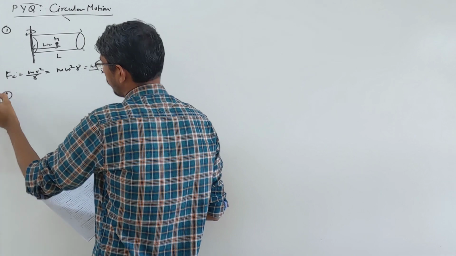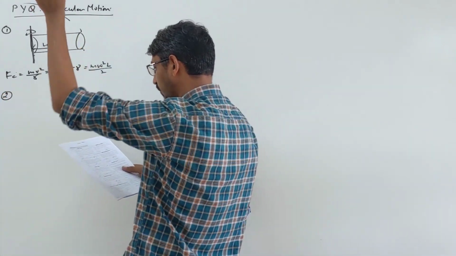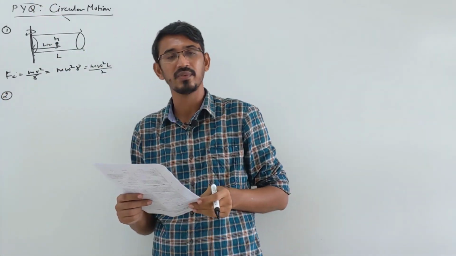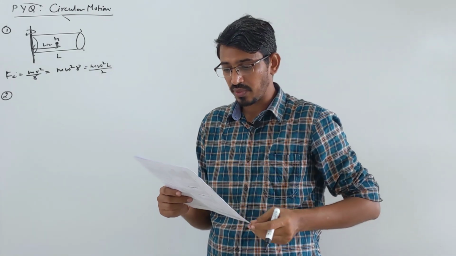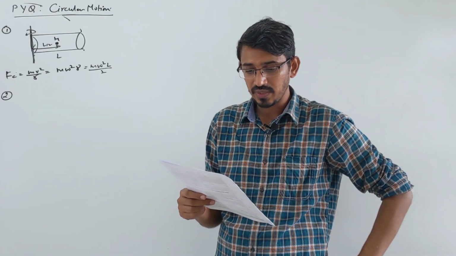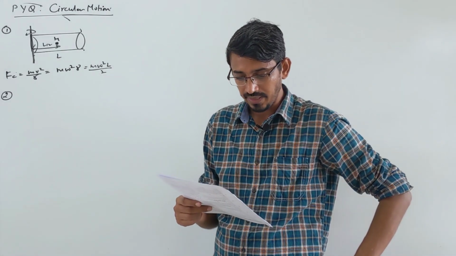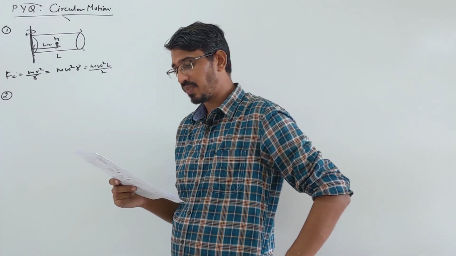Moving to the second problem, which is also a simple question. They said a car is moving at a constant speed in a circular track of given radius and taking 62.8 seconds for one lap. What is the average velocity and what is the average speed?